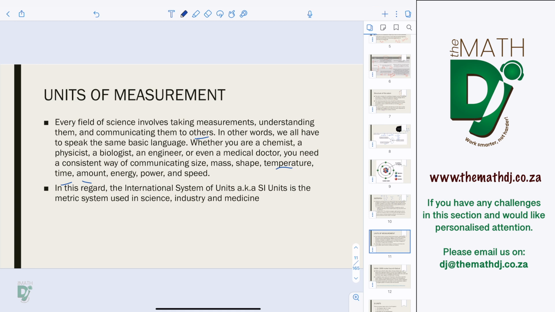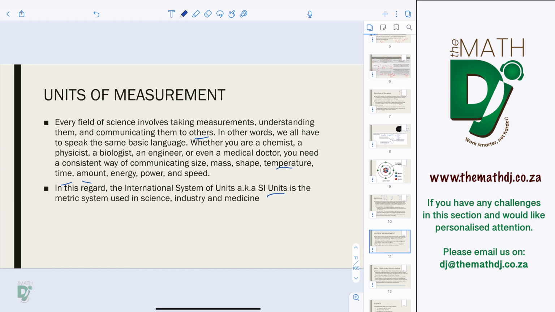In this regard, the International System of Units, also known as SI units, is the metric system used in science, industry, and medicine. Scientists faced different challenges in communicating measurements, so they developed the SI system of units, which are the standard units used throughout the world.